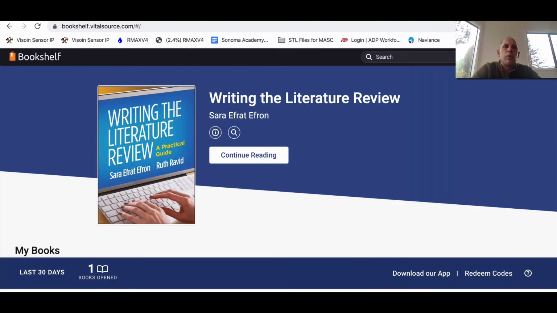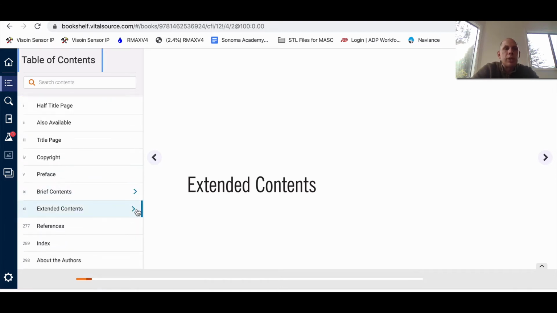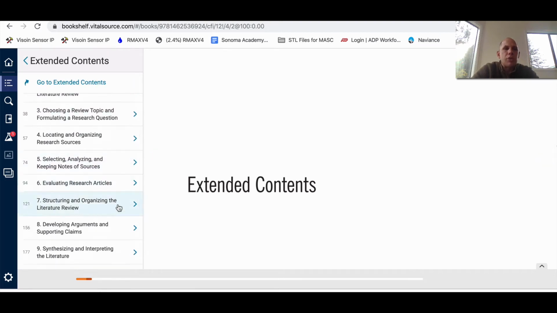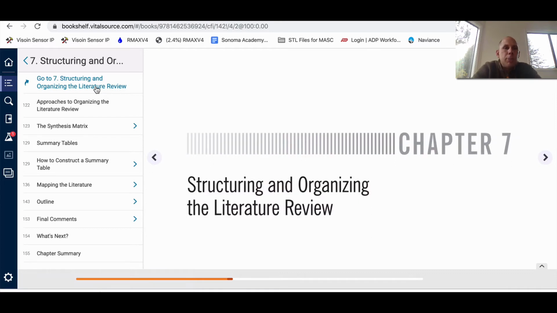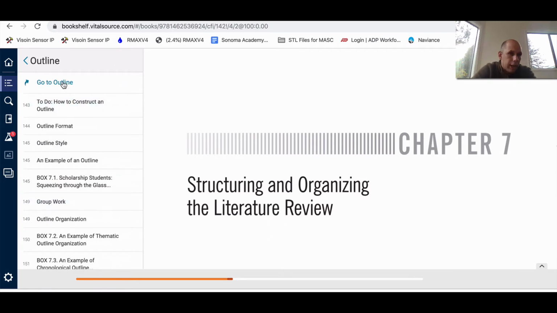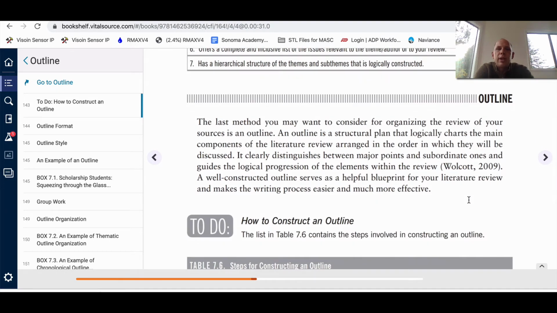I'm going to draw your attention to some parts of chapter 7 and really urge you to do a close read. Chapter 7 is structuring and organizing the review, and it's a really nice place to start because that's really what you've been doing with your annotated bibliography. Chapter 7 talks about approaches to the review, developing a synthesis matrix, and constructing a summary table. A lot of this is what you've already done in your annotated bibliography. But what I want you to focus on is the section on making an outline. Making an outline can be a very important thing. We talk about some checklists, making concept maps, and then it gets to an outline.